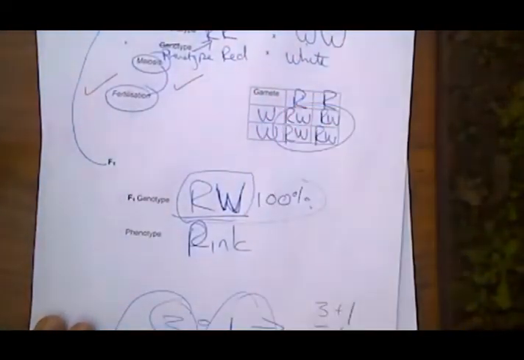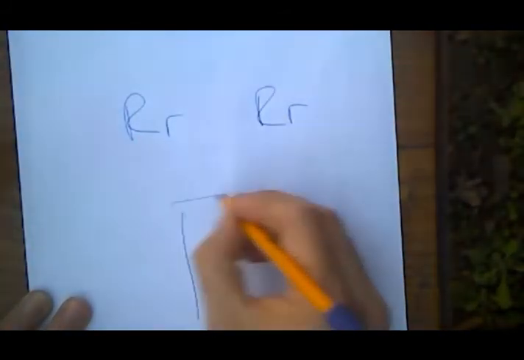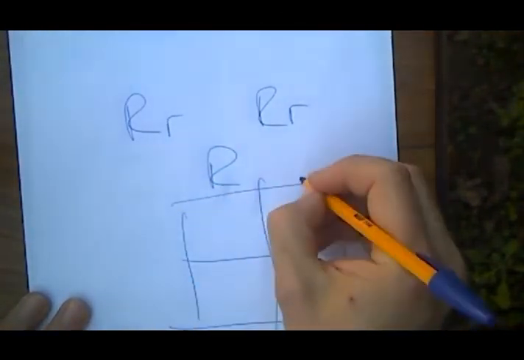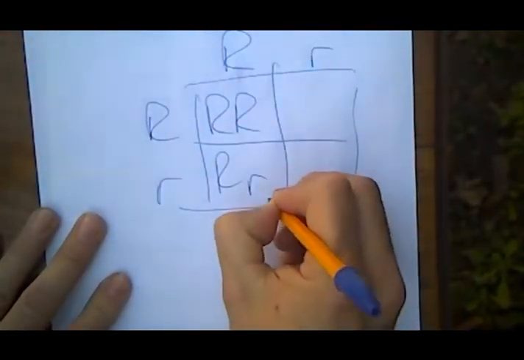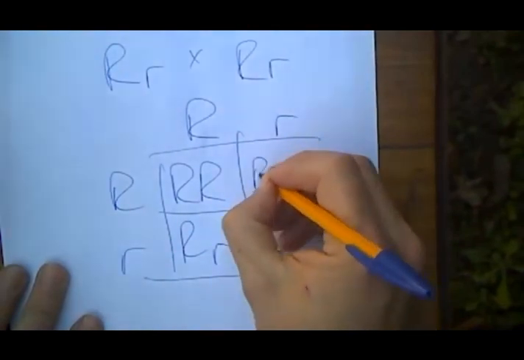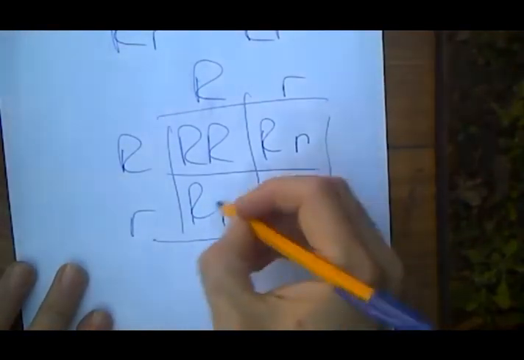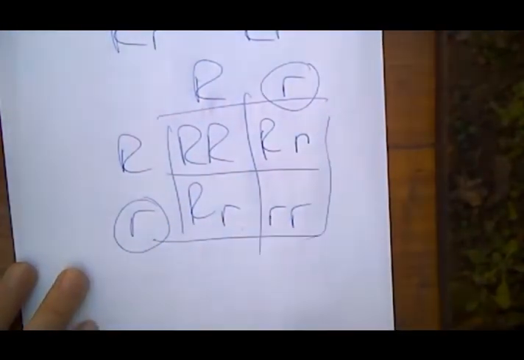Let's say we take these RWs, but we make a recessive one and a complete dominance. So let's say I'm crossing these two. I draw my Punnett square. I'm not going to do the whole template now. So let's say we have capital R, small letter R, capital R, small letter R. So capital R, capital R. Capital R from top, small letter R from the side. Capital R from the side, small letter R from the top. And the last one is going to be small letter R from the top and small letter R from the side.